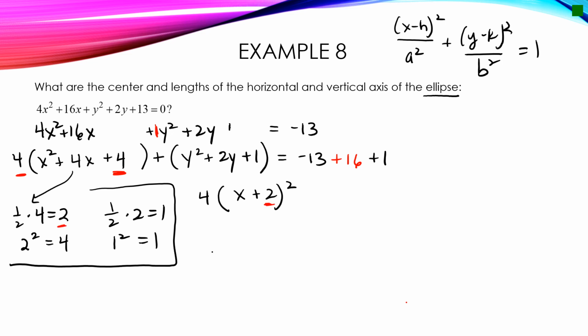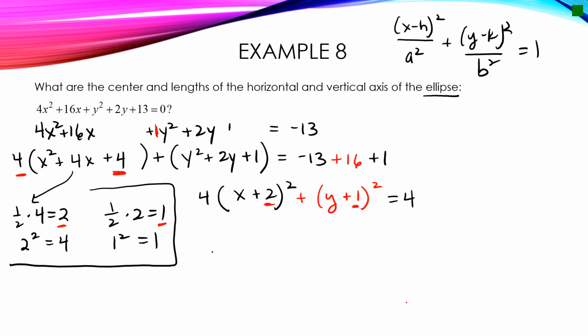And then I'm also going to have plus (y + 1) squared. And of course we know where that 1 came from. And that's going to equal, what is negative 13 plus 16 plus 1? I think that is equal to 4.